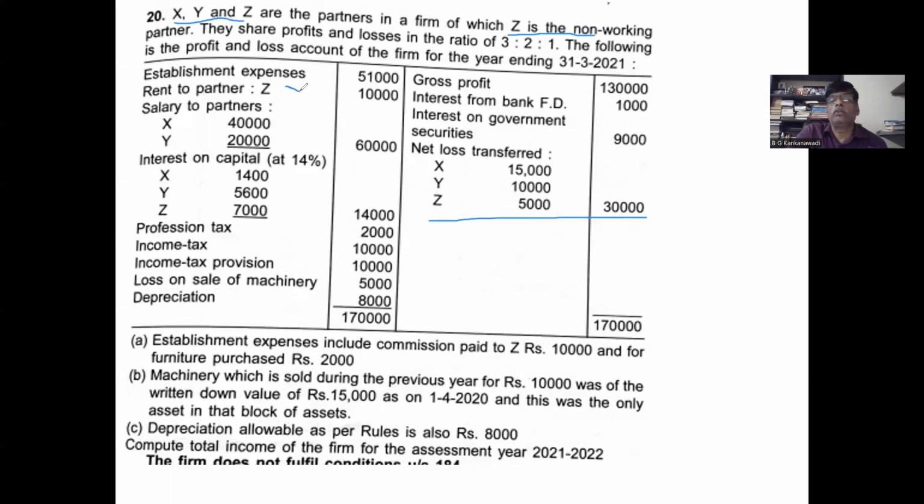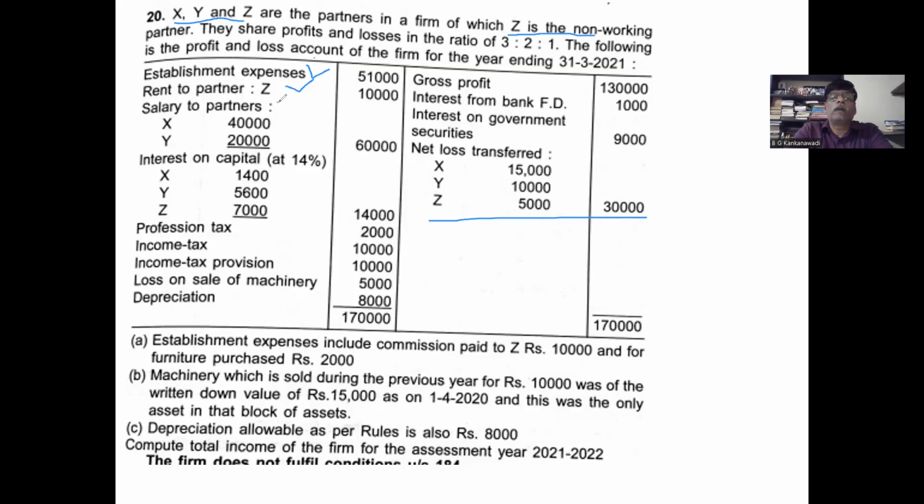Rent to partner is allowable. Establishment expense is allowable. Establishment expense and rent, these two are allowable. Rent paid to partner is allowable whenever the rent given to the partner is at a reasonable rate. Otherwise, no. We consider this rent as a reasonable rent and allow it.